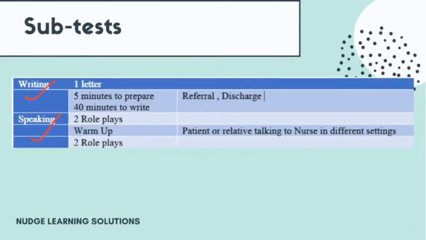To give a general overview, in the writing test, we are supposed to write one letter in a particular context. For example, you are transferring a patient to another hospital for better care. So you write a letter accompanying the patient saying that these treatments were given at our hospital and you need to continue this patient's care in your hospital. Or suppose you are discharging a patient, you write a letter to the community nurse saying that we are discharging this patient, who has undergone these treatments at our hospital, so please provide continuity of care.